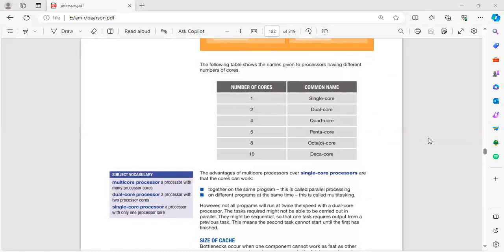Now here you can see number of cores. One is a single core. If you have two cores, we call it dual core. When you have 4 cores, it is quad core. 5 cores means pentacore, 8 means octa core, and 10 means decacore. So these are the terms given according to the number of cores.